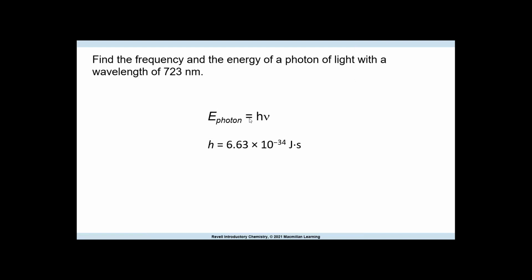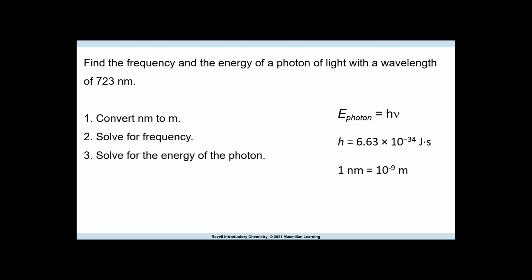Okay, so find the frequency and the energy of a photon of light with the wavelength of 723 nanometers. So we're given some of the information. I added photon on there so you can see that. Okay, so what do we need to do? First thing we need to do is convert nanometers to meters. Second thing we need to solve for frequency. And the third is we need to solve for the energy of the photon.